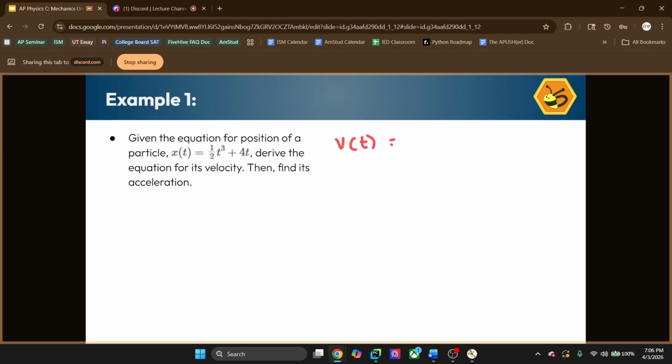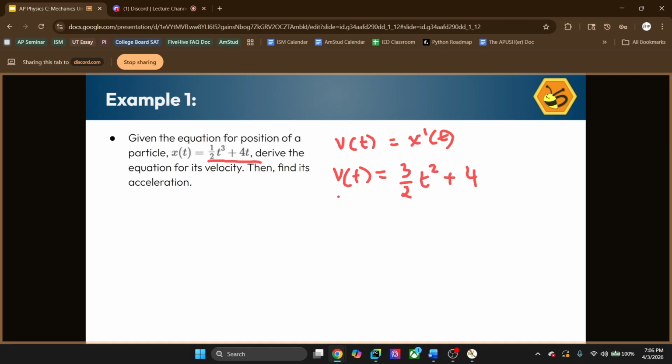So v of t equals x prime of t. And this is a very simple power rule application. We just bring down the 3 and subtract 1 from the exponent. So we know that v of t equals 3 over 2 t squared. For a variable with the power of 1, it goes away, so it's plus 4.